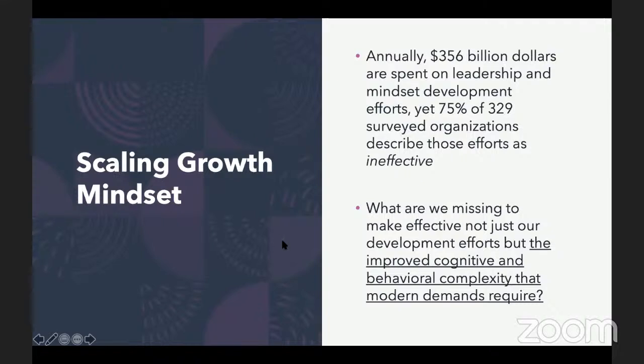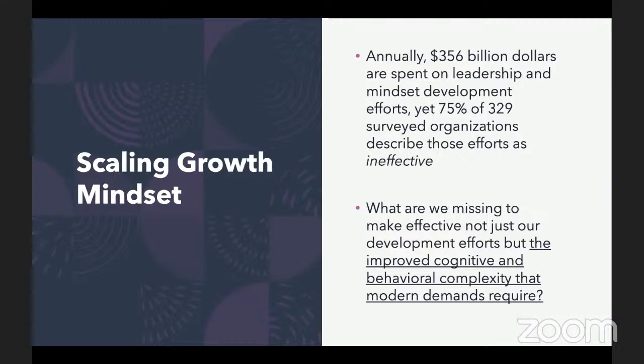So scaling the growth mindset, here's what's going into that. About $356 billion are spent on leadership and mindset development every year, and yet 75% of at least 329 surveyed organizations describe those efforts as ineffective. This comes from a Deloitte survey that was done, I believe, within the last year. And what does it say? That 75% of 329 major organizations describe efforts to cultivate leadership and mindset development as ineffective.